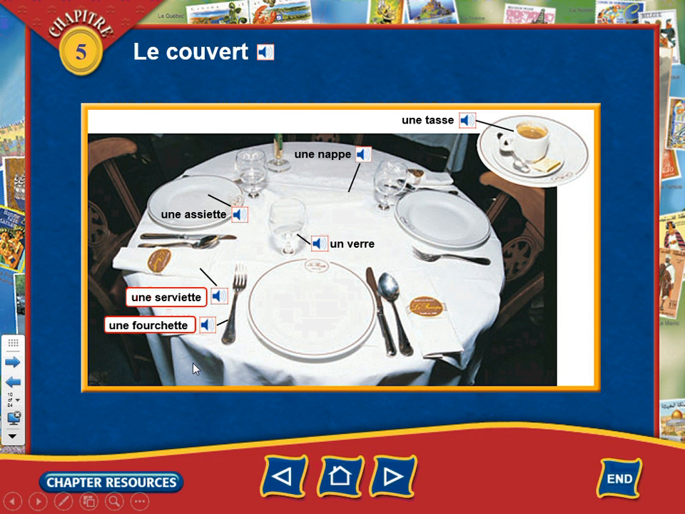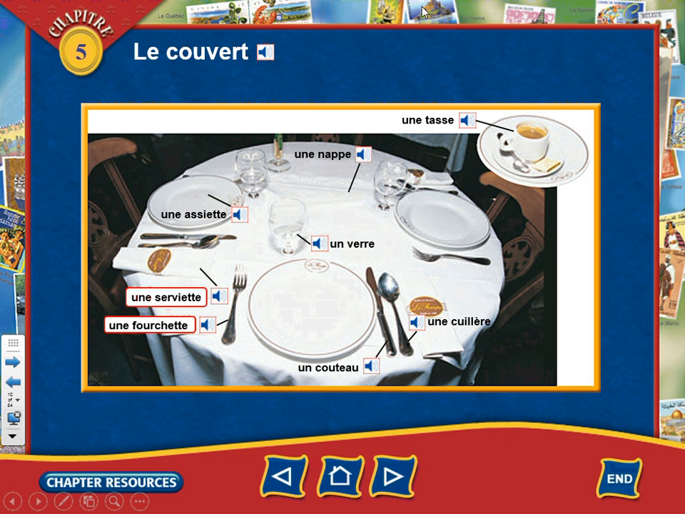Une fourchette. Une fourchette is a fork. So that's easy to remember because they both start with F in English and in French. Un couteau. Un couteau is a knife. So you can think about the word cut. We cut with a knife. It kind of sounds similar. Un couteau. Une cuillère. And une cuillère is a spoon.